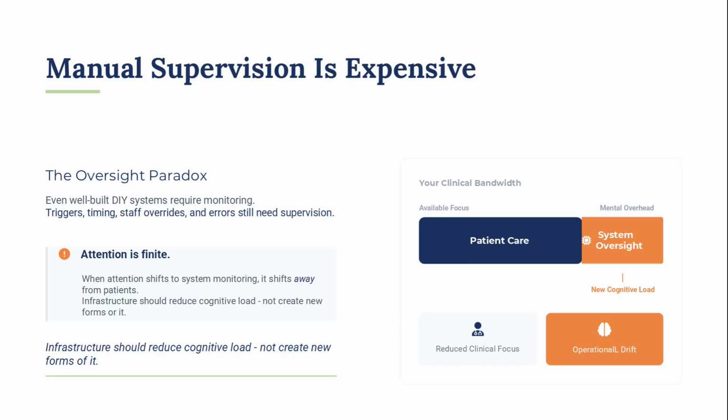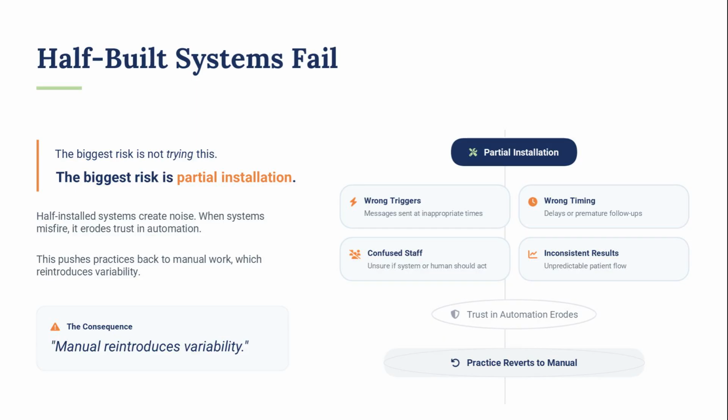This is where many practices try to compensate. They monitor the system. They check triggers. They manage timing. They supervise the process. And for a short time, that can improve consistency. But there's a trade-off. Because attention is finite. And when attention shifts towards system monitoring, it shifts away from patient care. Not all at once, but enough to matter, which creates something subtle. Reduced clinical focus, increased mental overhead, and over time, operational drift. Because infrastructure is supposed to reduce cognitive load, not create new forms of it. The biggest risk is not trying this. The biggest risk is partial installation.